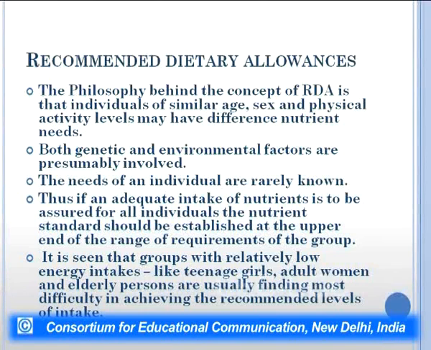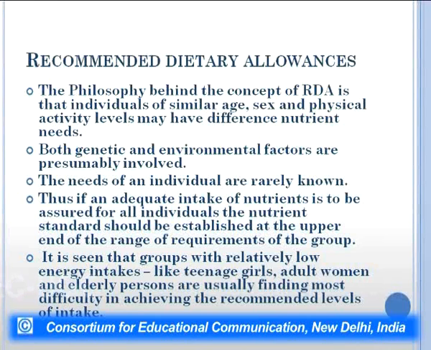A tall boy will definitely have a different kind of requirement from a short boy. Height plays a major role, and in the same way a girl will have a different kind of requirement than a boy. So both genetic and environmental factors are presumably involved. The needs of an individual are rarely known. Thus, if an adequate intake of nutrients is to be assured for all individuals, the nutrient standard should be established at the upper end of the range of requirements of the group.